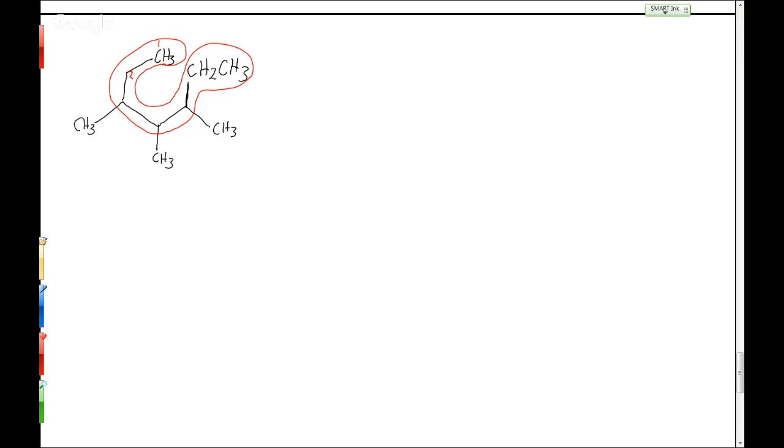Okay, so that's 7 carbons. And we can number those 1, 2, 3, 4, 5, 6, and 7, connected one after the other. A 7-carbon chain is heptane. And then we name the substituents. We have methyl groups on 3, 4, and 5. So that name becomes 3, 4, 5-trimethylheptane.